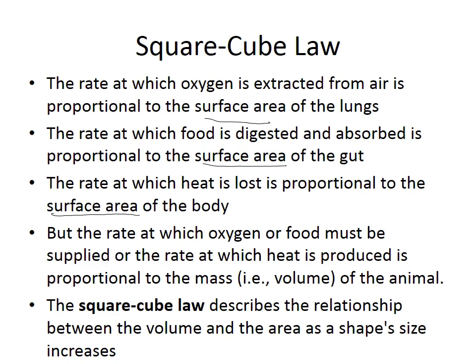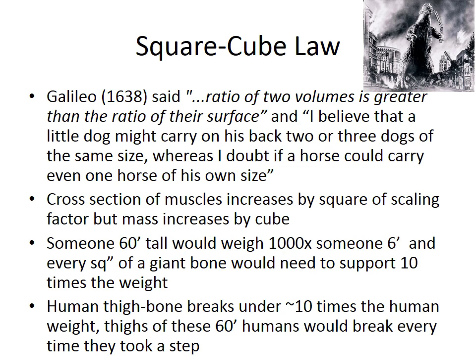But the rate at which oxygen or food must be supplied, or the rate at which heat is produced, is proportional to the mass, which is really the volume of the animal. And the square cube law describes the relationship between the volume and the area as a shape's size increases. This is something you most likely saw in lower grades math. So this is a very old concept.